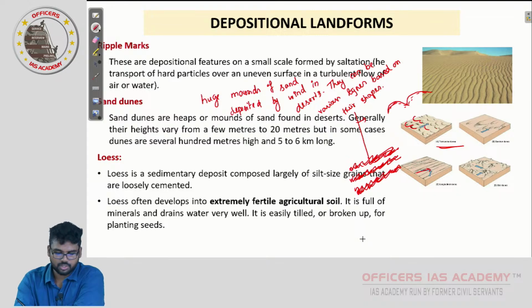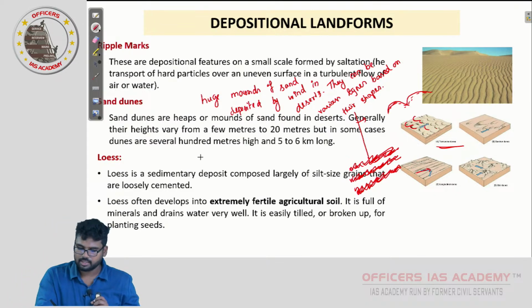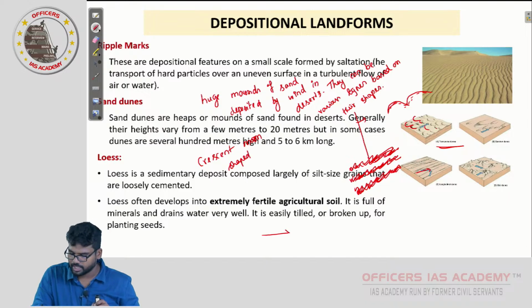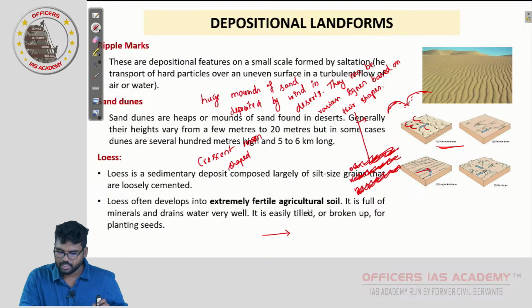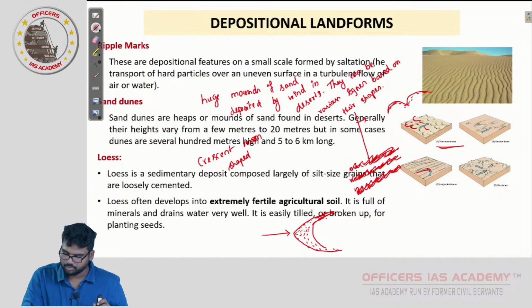Then there is a special variety which is called barkan, and that is crescent moon shaped. See, for example, wind is blowing in this direction and it is going to pick up these sediments and start depositing slowly here, and in the center there will be more deposition and in the edges there will be less deposition. As a result, it will start depositing in a crescent moon, okay. So finally they will end up in this shape. Such crescent shaped dunes are called barkans.